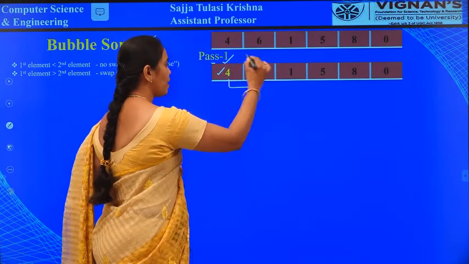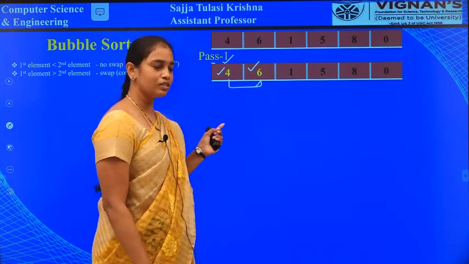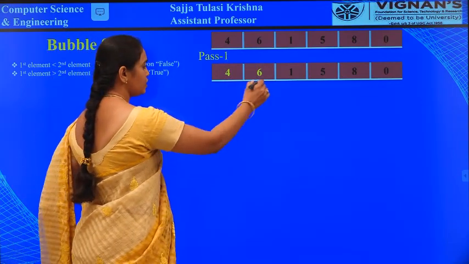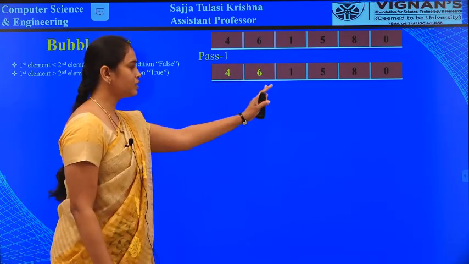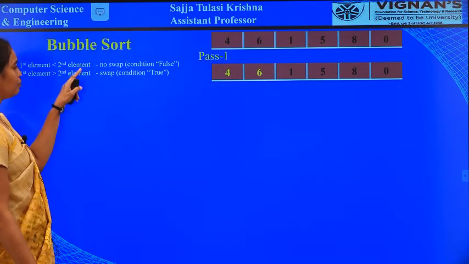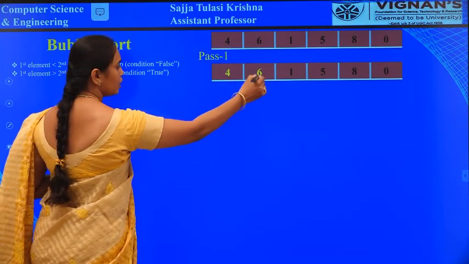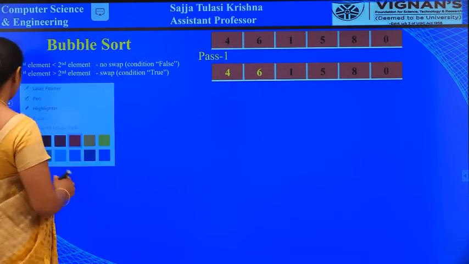So now compare 4 and 6. What are the conditions placed here? The first element is compared with the second element. Now, is the first element less than the second element? Is it true or not? The first element 4 is less than the second element.